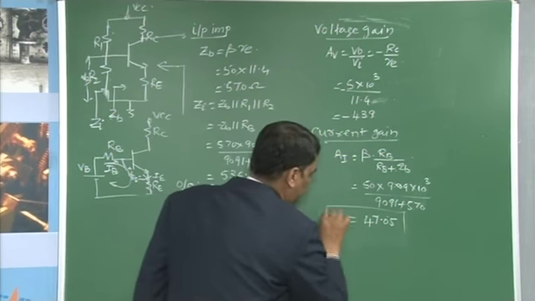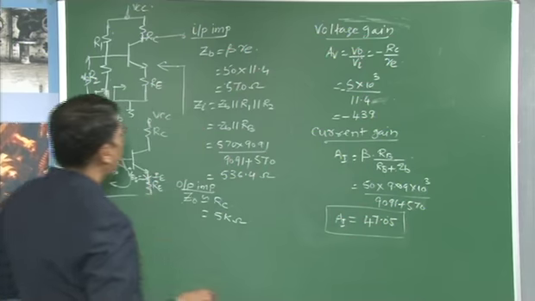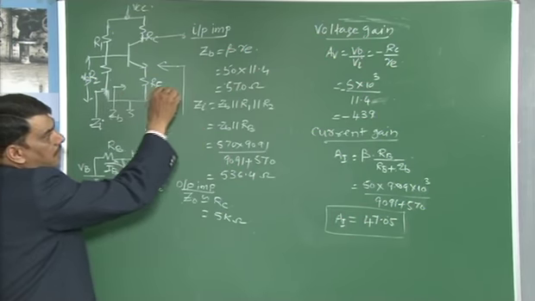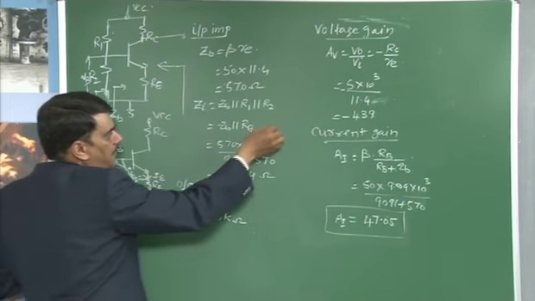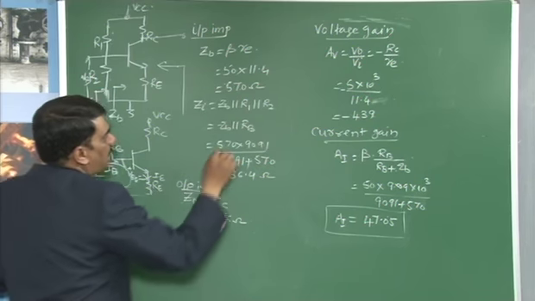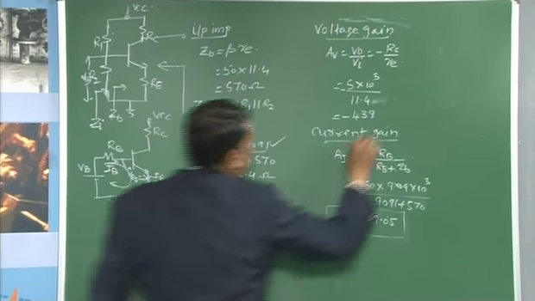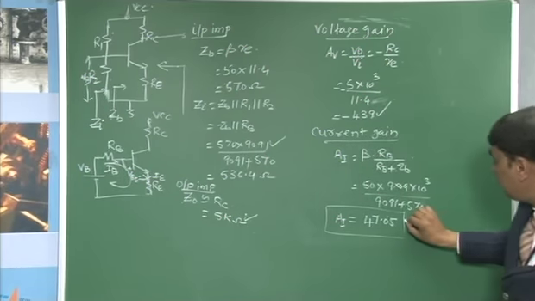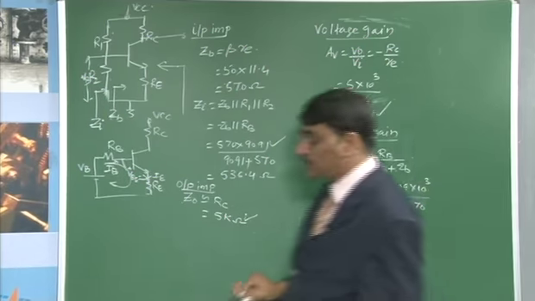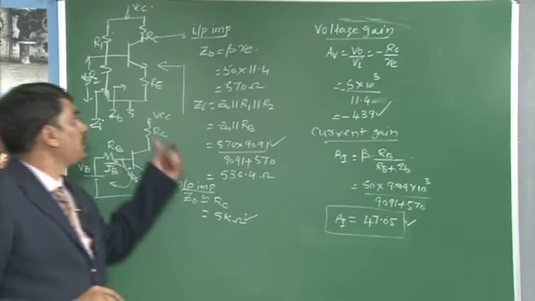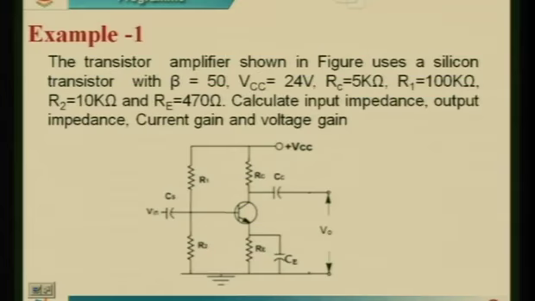Means that in numericals, either you have to analyze by writing an equivalent circuit and then analyze, or you can remember a few equations and then calculate the values of the input impedance, output impedance, voltage gain and current gain. This is one example for the voltage divider emitter bias circuit.